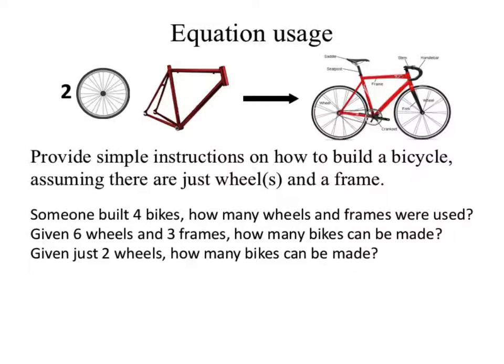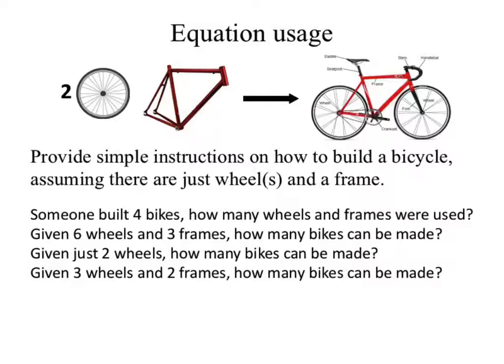Okay? Given just 2 wheels, how many bikes can be made? There's no frames now specified in this. Given 2 wheels and an infinite amount of frames, 1 bike. So when we make statements about given this many grams of a product or starting material, how much of this thing can be made, unfortunately, what we're doing is implying an infinite amount of everything else. Okay? 3 wheels and 2 frames, how many bikes can be made? Well, 2 frames generates 2 bikes, right?